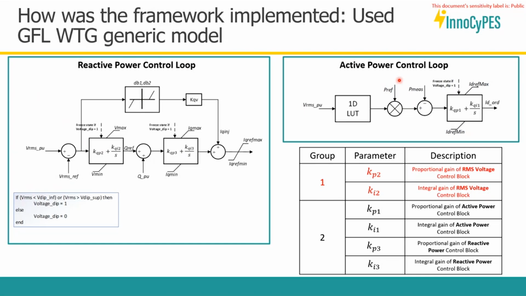So just to show what the goal was in this use case: to calibrate these parameters. There are more parameters that involve a grid following controller, but we focus mostly on these parameters just to see how that would work in the beginning, right?